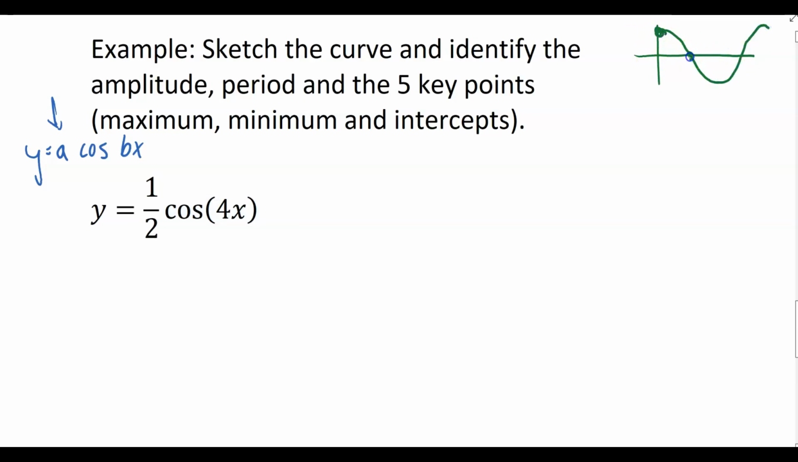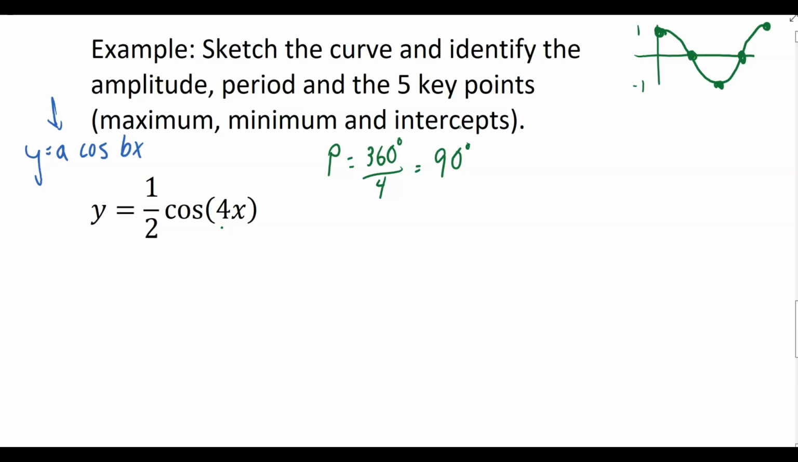My 5 key points are what I need to graph when I change it. I want to remember that my amplitude has changed. It's not 1 now, it will be 0.5 or half. And the period has changed. So the period is equal to 360 divided by 4, which is 90.